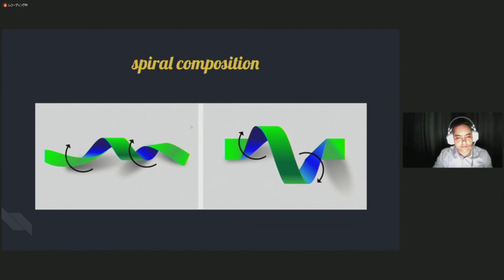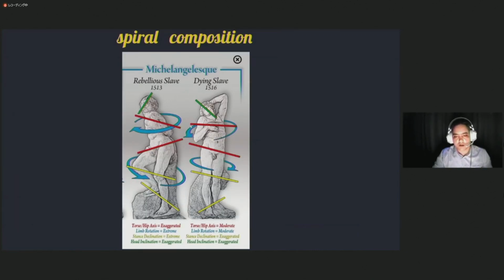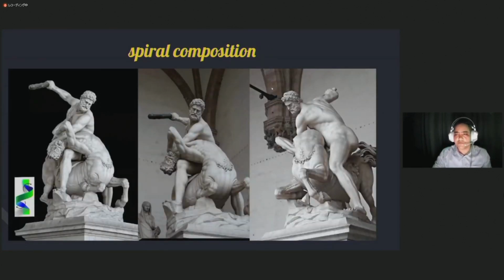I will be showing more on spiral composition. You could see multiple spiral compositions in this. What I showed previously was very subtle. Only the hip and the knee were twisted, but here it's getting more complicated. I think Michelangelo played a lot with spiral composition. This is an example taken from online. And these are a few sculptures which I would like to bring here to show the spiral composition.